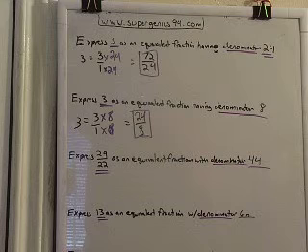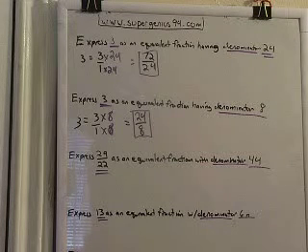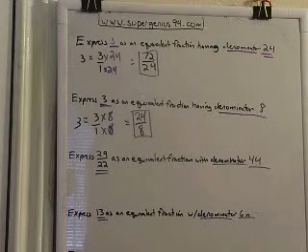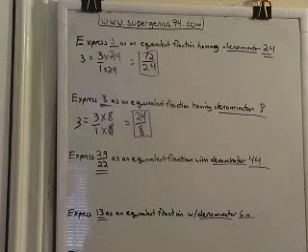Now, you can reduce these fractions, but they're not asking us to reduce. They're asking us to find equivalent fractions. So we'll just leave it as it is. How about the next one?